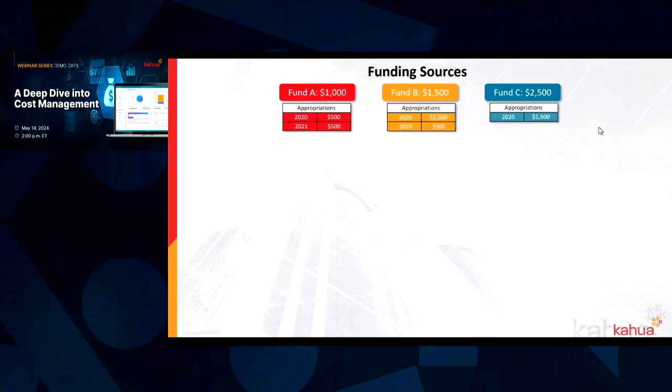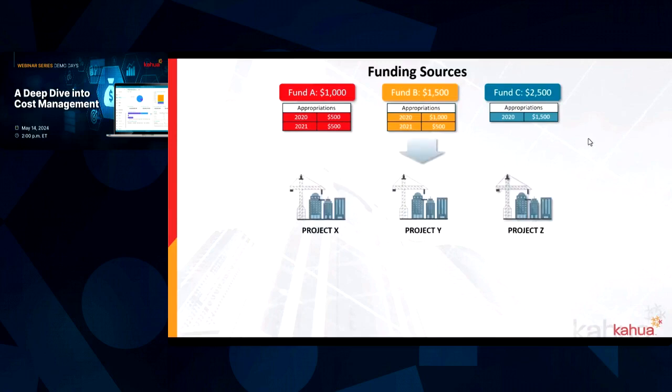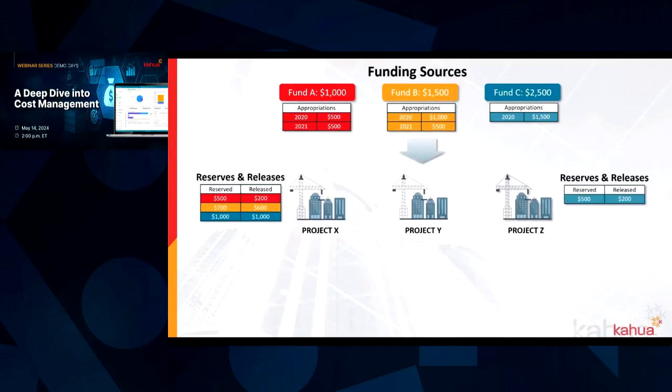And then Kahua helps you track appropriations to those funds. So you can see here I've got some fiscal year appropriations where each year we're going to appropriate money into those funds. And so I'm tracking the full fund amount as well as the individual appropriation amount. Now what happens next is we will reserve money, which is like earmarking it, or release money to projects. So you can see now those funds have had money reserved and released into sub-projects to now be managed.